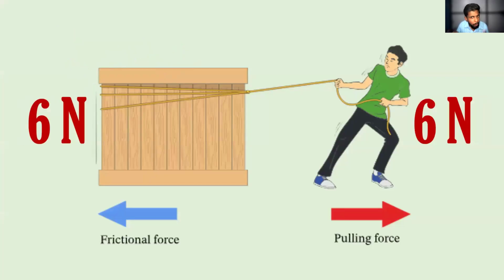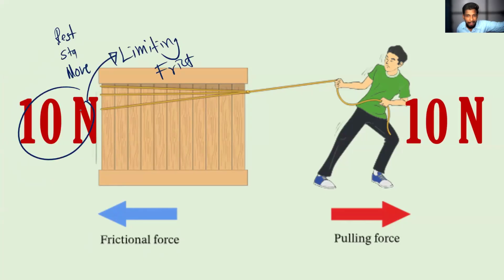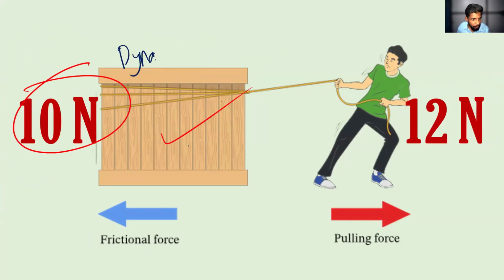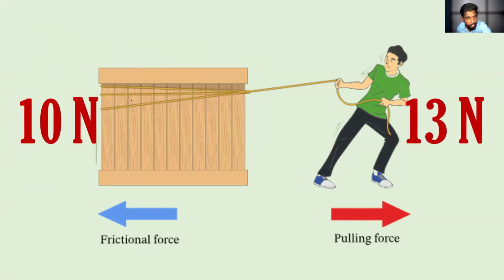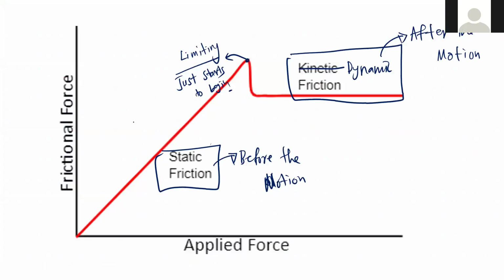When I apply 6 Newton, the object is at rest, so static. 7 static, 8 static, 9 static. 10 limiting. When I am applying 11 Newton, now we have a frictional force, that is dynamic frictional force. When I am applying 13 Newton, the object starts to move, right? So dynamic.